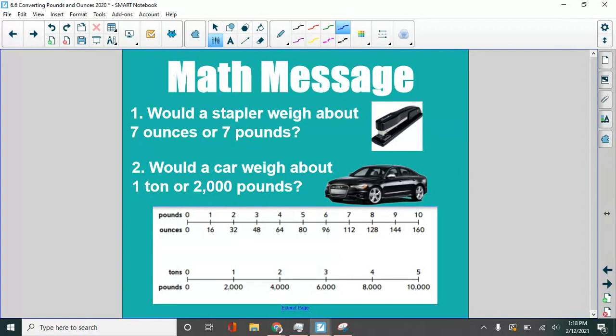All right, question 1. Would a stapler weigh about 7 ounces or 7 pounds? Well, honestly, I don't like either one of those because it's probably going to weigh more than 7 ounces, but less than 7 pounds. A 7-pound bowling ball, you've rolled a bowling ball probably or seen somebody with a bowling ball. A bowling ball can be about 7 pounds. So a stapler is going to be closer to 7 ounces. Now, a lot of staplers are probably a little bit more than that, right? Because that's going to be right about in there.